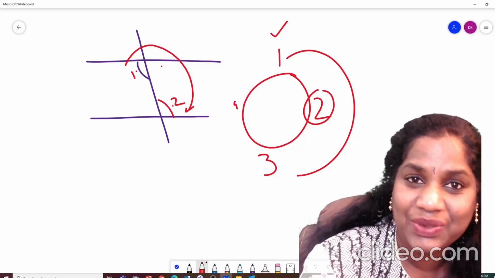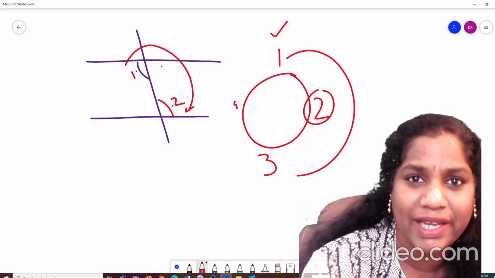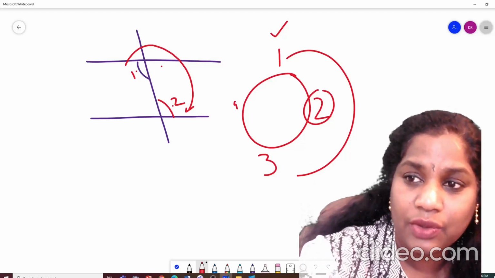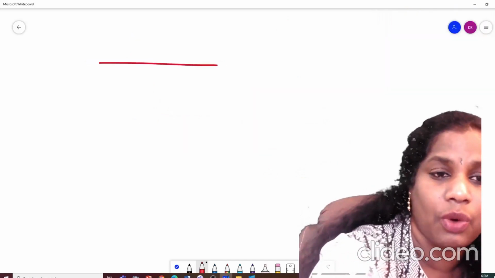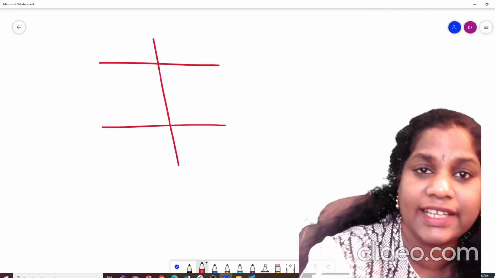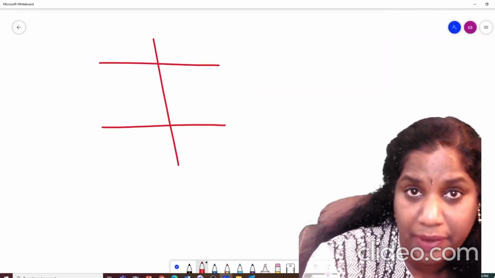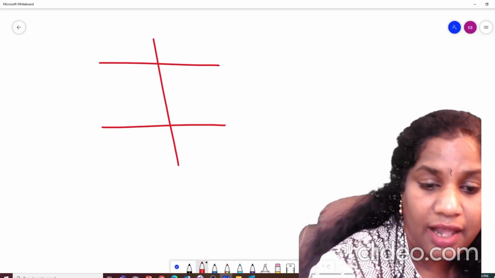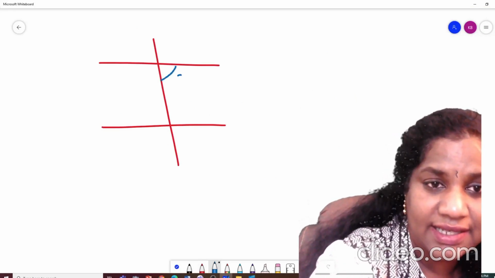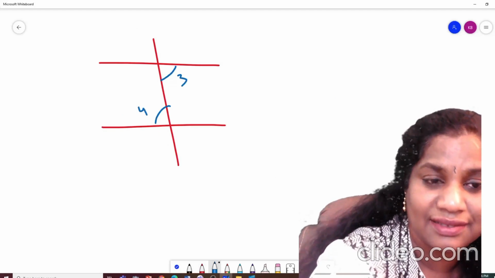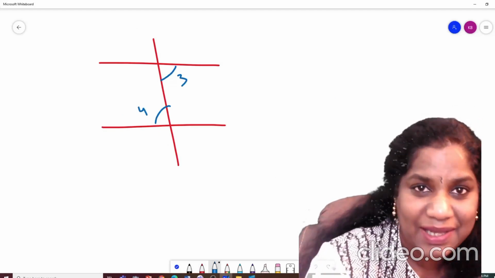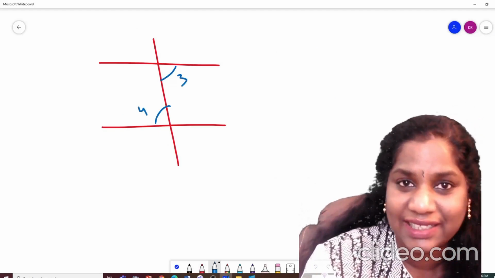If you relate to these kinds of fundas, it becomes very easy. So now you draw in your notebook what is the other alternate interior angle, other pair. I think it is these 2 angles. Correct? These 2 are also alternate interior angles.